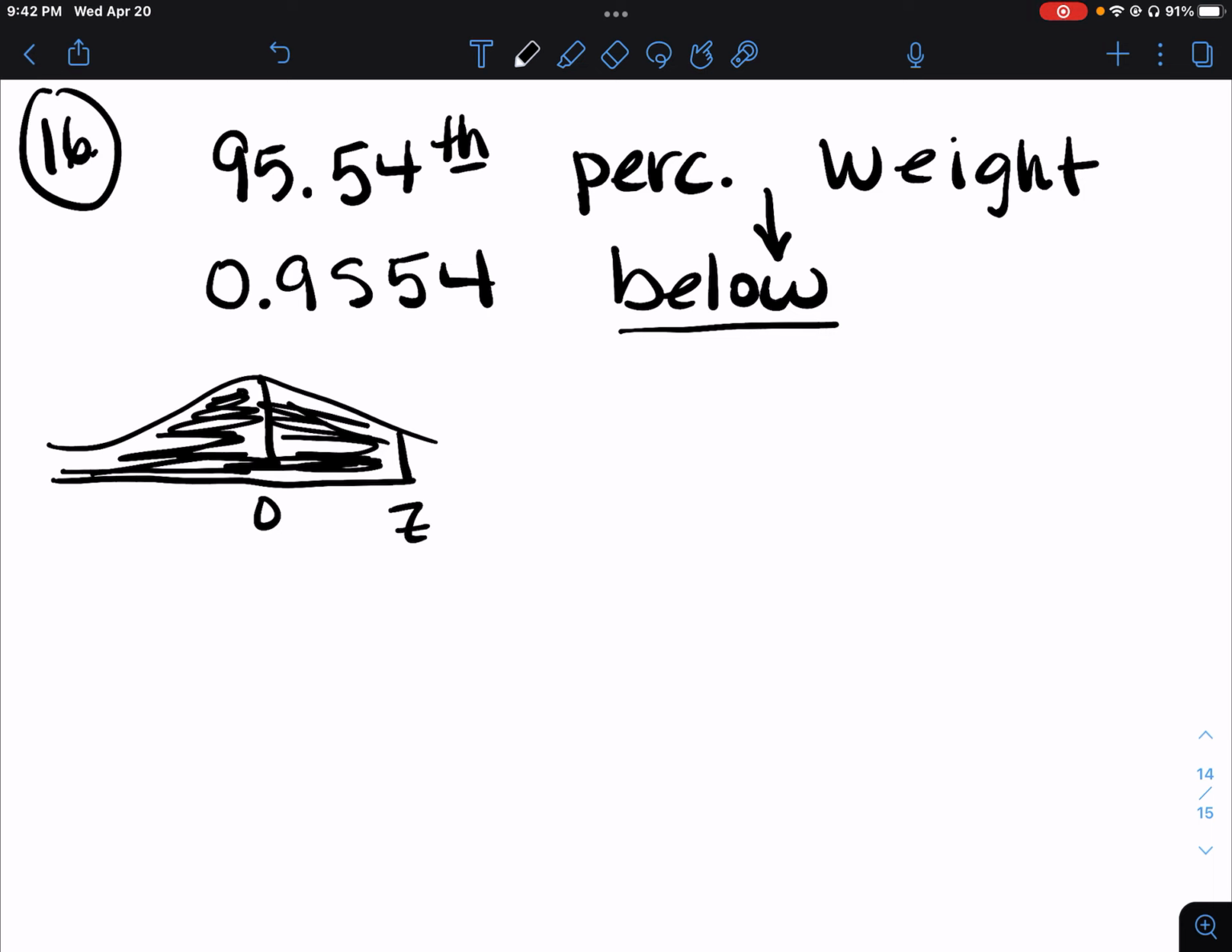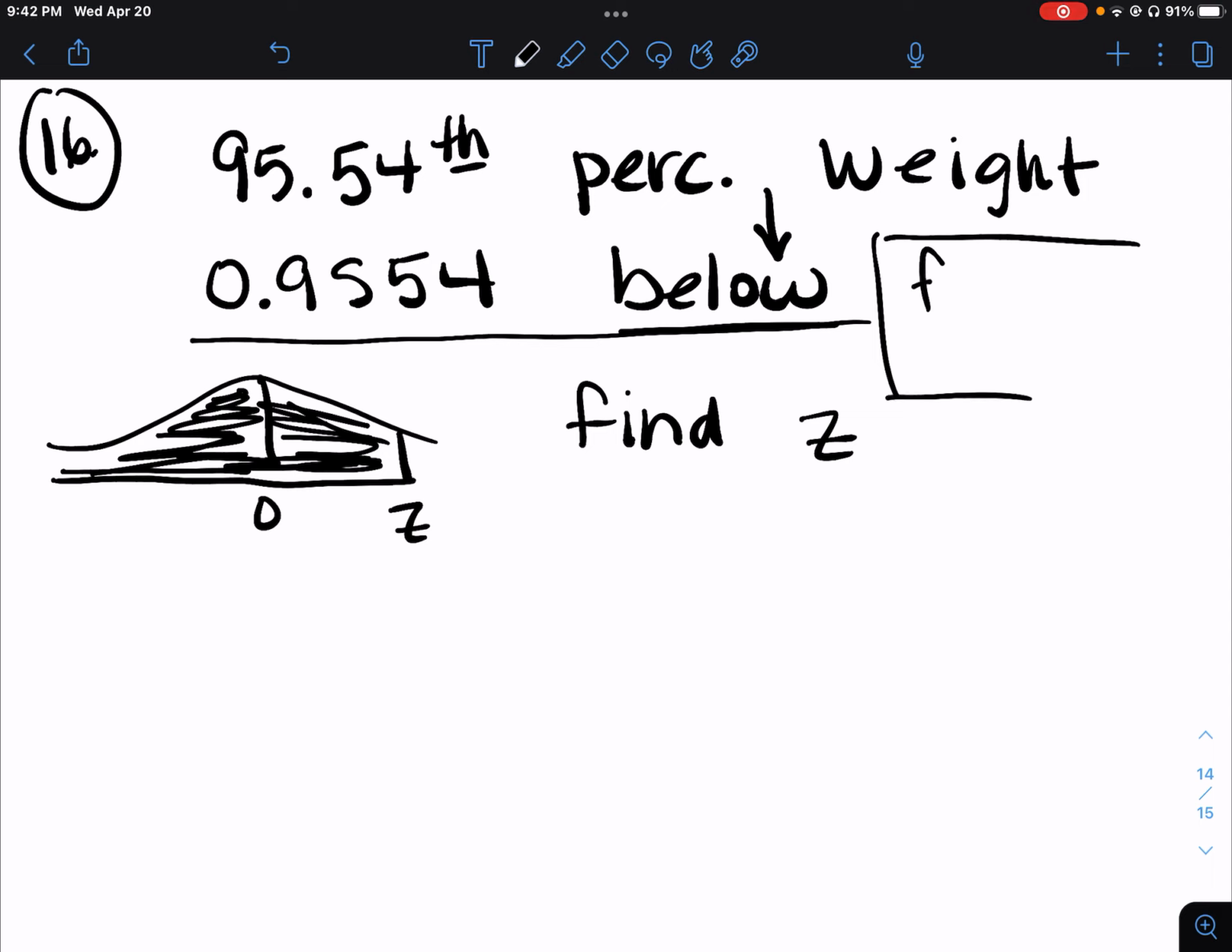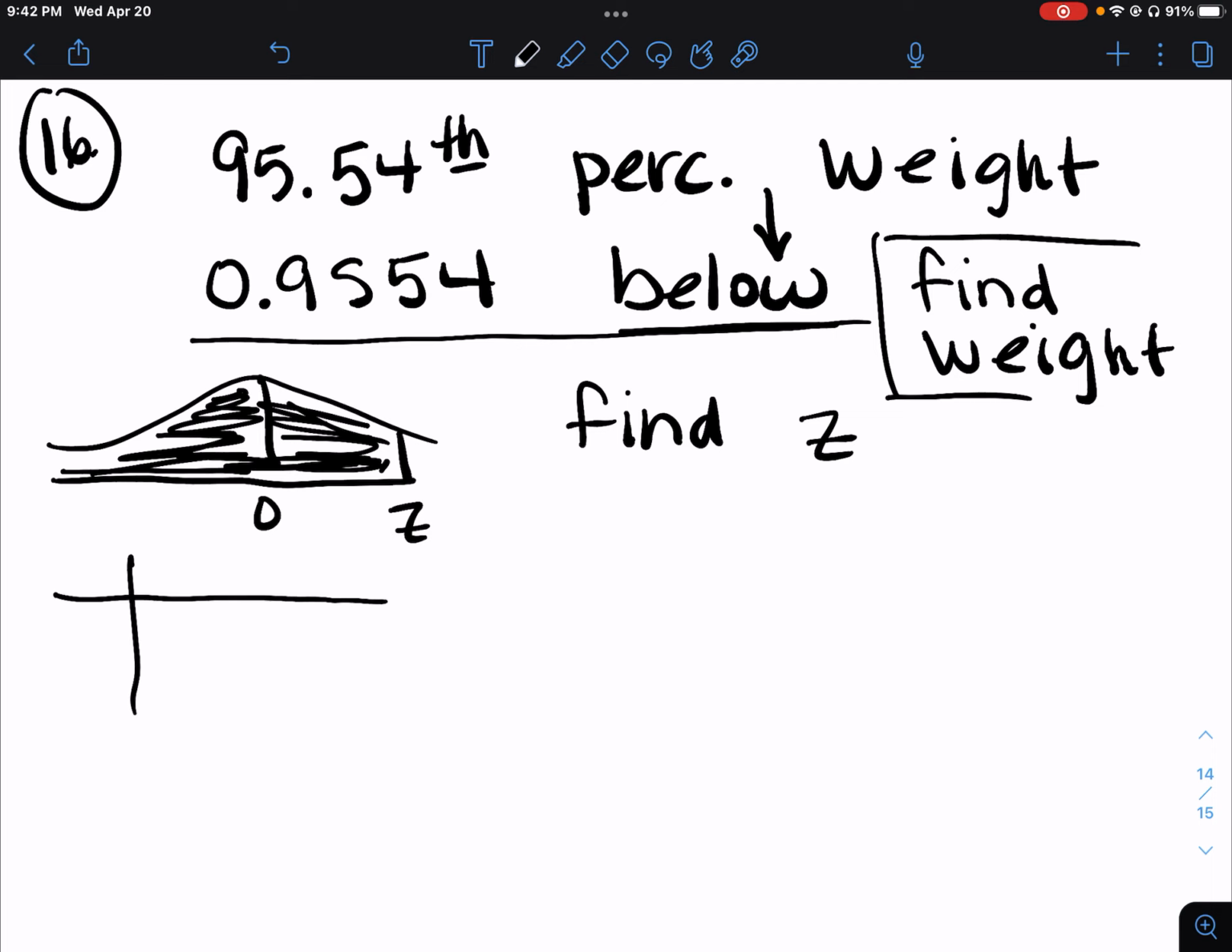So first we need to find z. The question said, find his birth weight, which means how much he really weighed. First, we need to find that z-score. So we need to look in the 4-digit numbers. We'll be on the positive side.